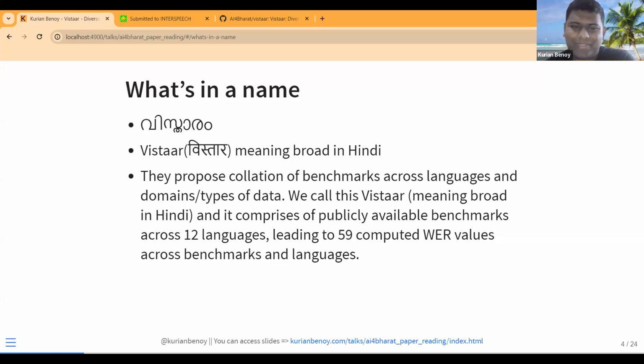And they call this Vistaar because they propose it as a collation of benchmarks across various Indian languages as well as various types of data. So that is why they call it Vistaar, and the sentence I have put here is directly from the paper. It comprises about 12 languages, leading to about 59 word error rate values.